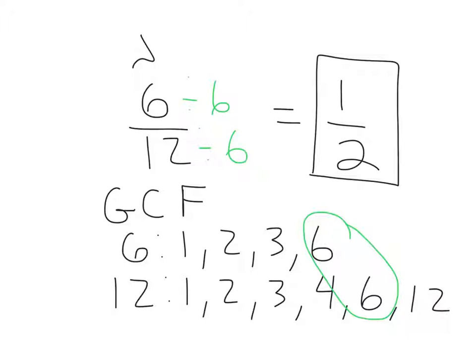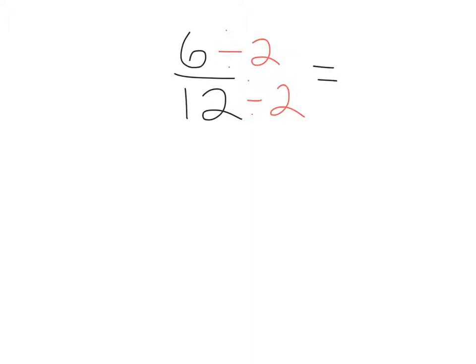So there is another way that I can do this. Again, I'm going to start with 6 over 12. But one of the things that we notice is that both 6 and 12 are even numbers. So I can decide that I am going to divide both of these by 2. When I divide both of these by 2, I end up with 3 over 6.